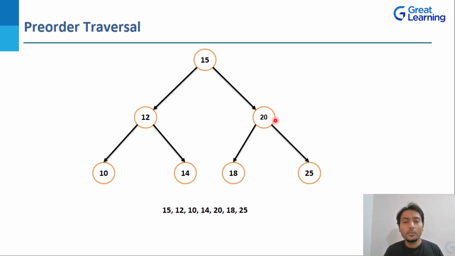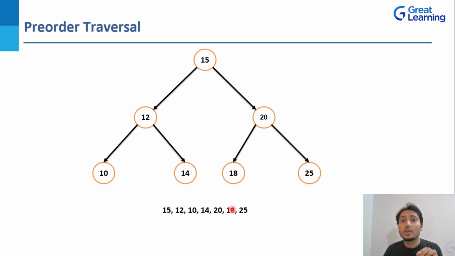Now if you observe, as a parent we have 20. I'm listing down 20 here, and then we have 18 as the left child of 20. So listed down here as well. What is remaining now? The last node is 25. Now list it here. So according to the rules or steps of pre-order traversal, we have traversed all the nodes in our tree, and this is what we have got here.